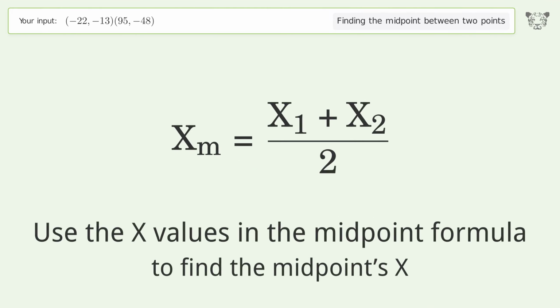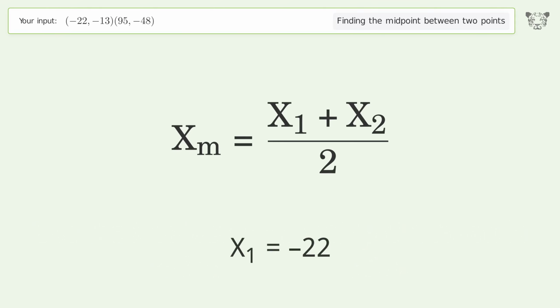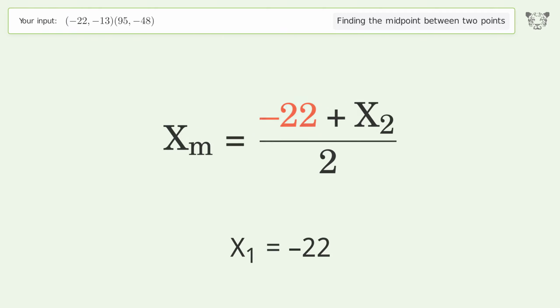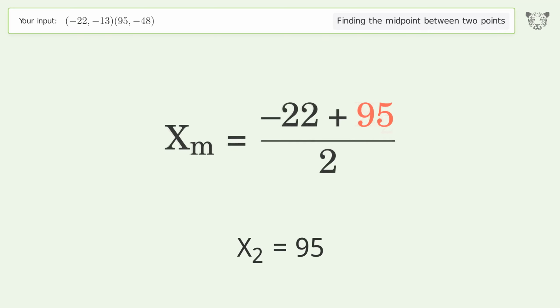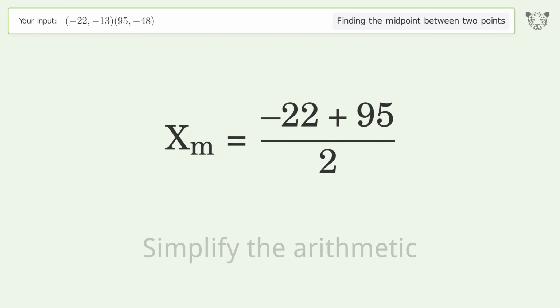Use the x values in the midpoint formula to find the midpoint's x. x1 equals negative 22. x2 equals 95. Simplify the arithmetic.